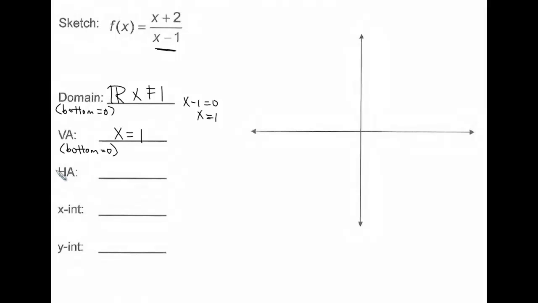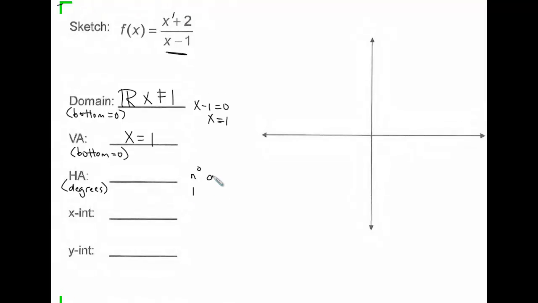The horizontal asymptote, we look at the degrees. So the degree of the numerator is a 1. The degree in the denominator, the highest power degree in the denominator, is also a 1. Remember, when the degree of the highest power in the numerator is equal to the degree in the highest power of the denominator, then your horizontal asymptote is equal to the leading coefficient over the leading coefficient.